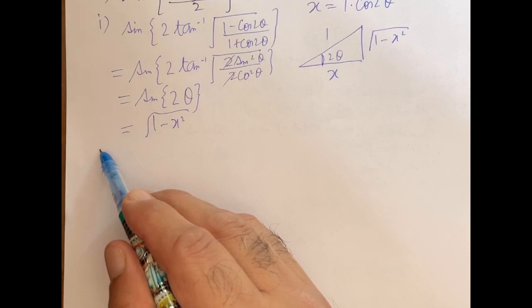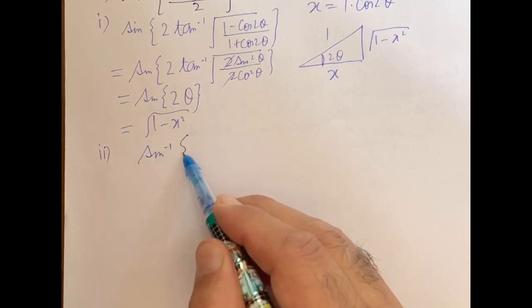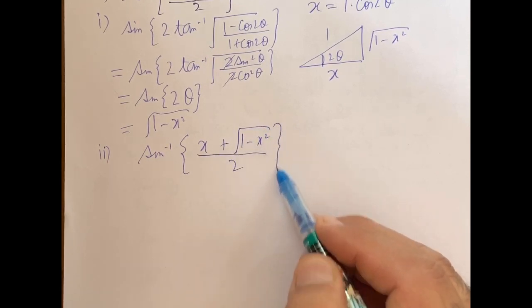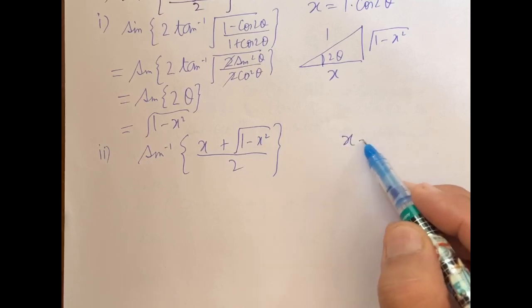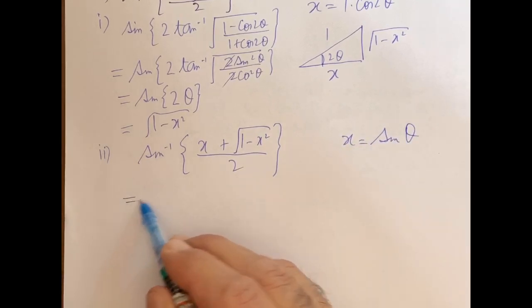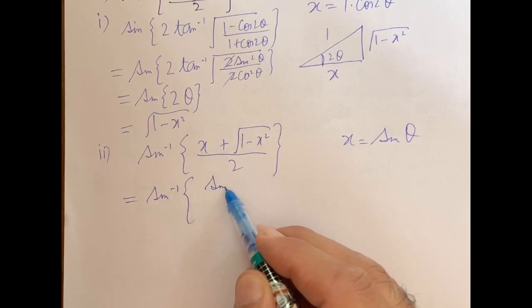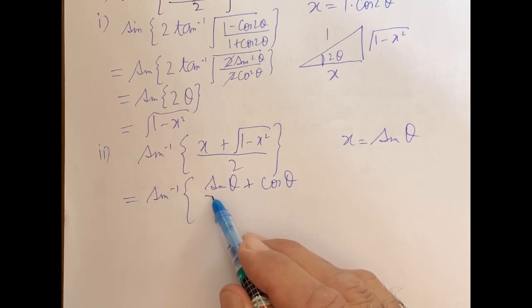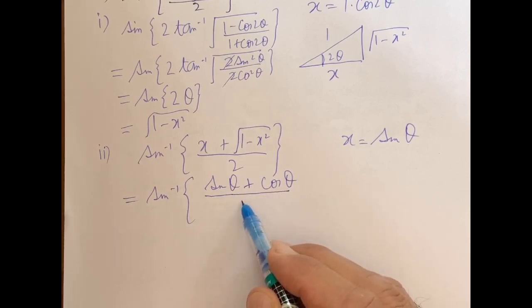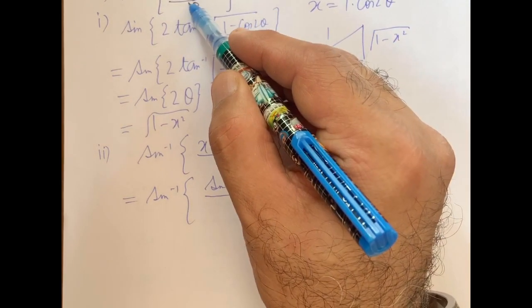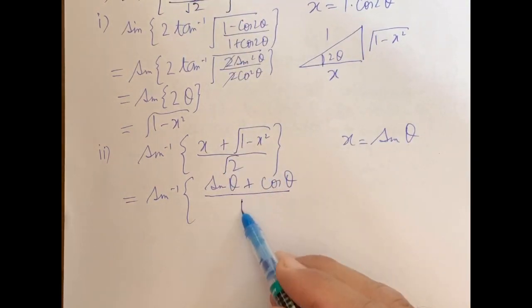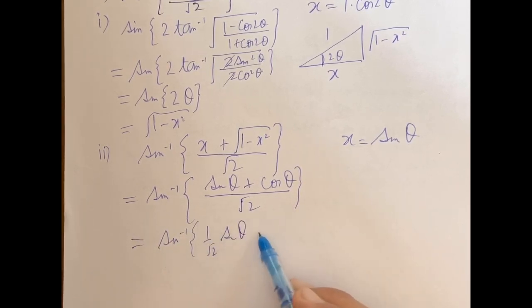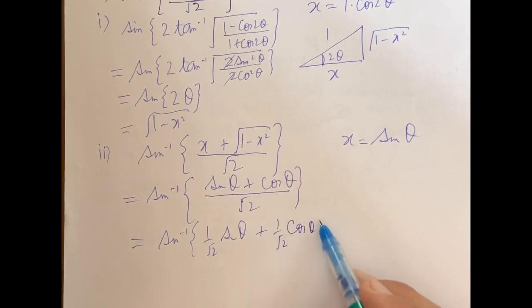And the second part, we have sine inverse of x plus root of 1 minus x square upon root 2. It's like a square minus x square, so we put x equal to sine of theta. This is sine inverse of sine theta plus root of 1 minus sine square theta, which will be cos square theta, after root cos theta, upon root 2. This is sine inverse of 1 by root 2 sine theta plus 1 by root 2 cos theta.